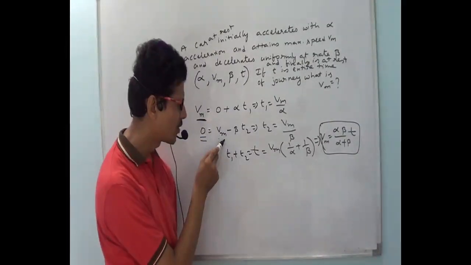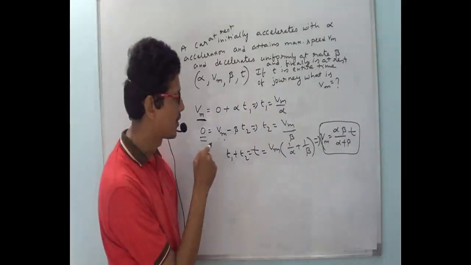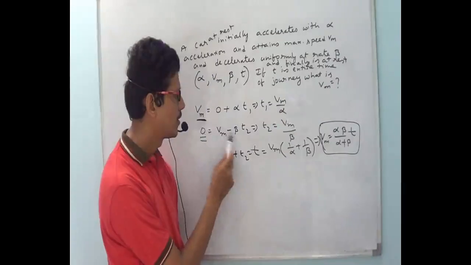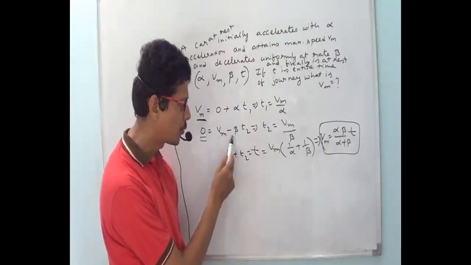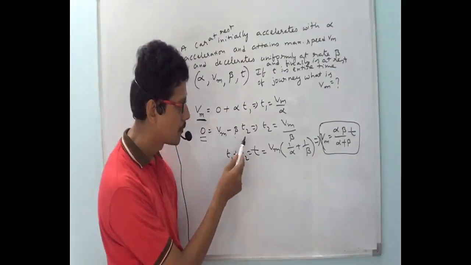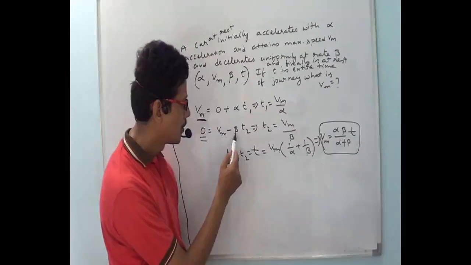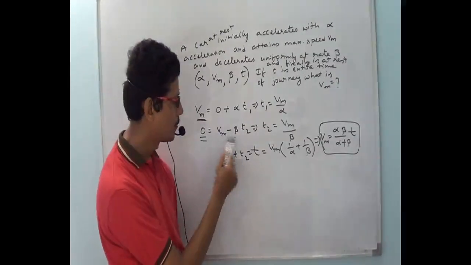What is the final velocity of the second journey? 0. It is coming to rest, na? Finally, it is at rest, okay? And deceleration means you have to keep minus, minus beta. Okay? So there the time taken is Vm by beta, you got, okay?